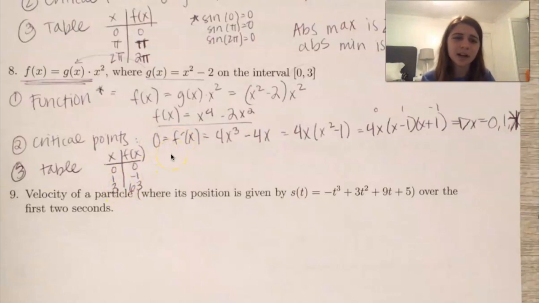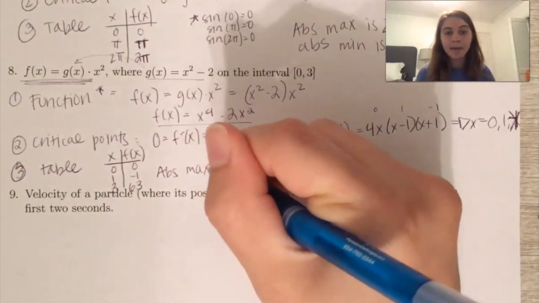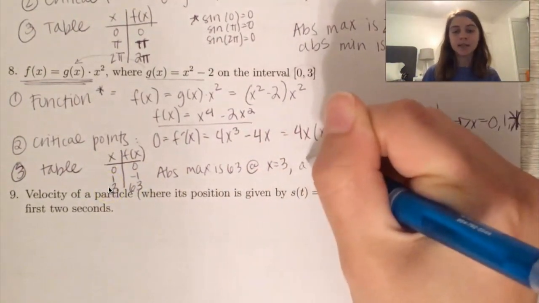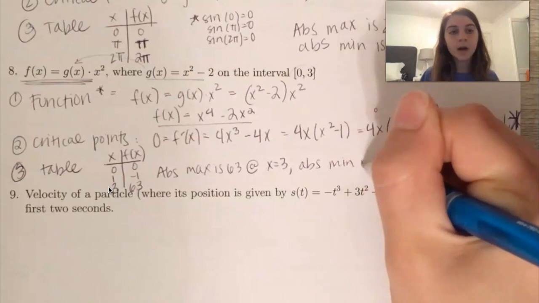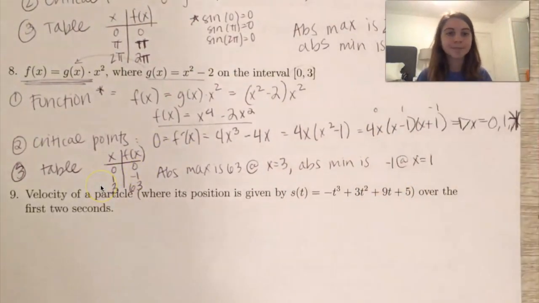We're plugging in 1: 1 to the 4th minus 2 times 1 squared, and we get negative 1. Plug in 3 to the 4th minus 2 times 3 squared, and we get 63. So our absolute maximum value here is 63, and that occurs at x equals 3. And our absolute minimum value is negative 1, and that occurs at x equals 1.